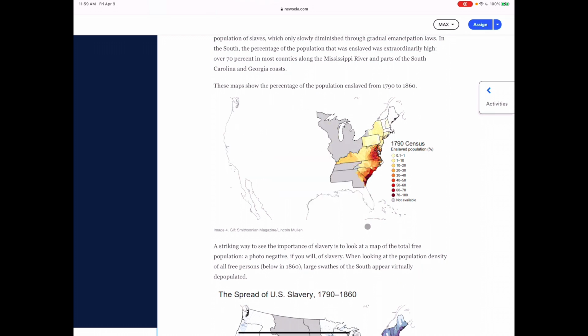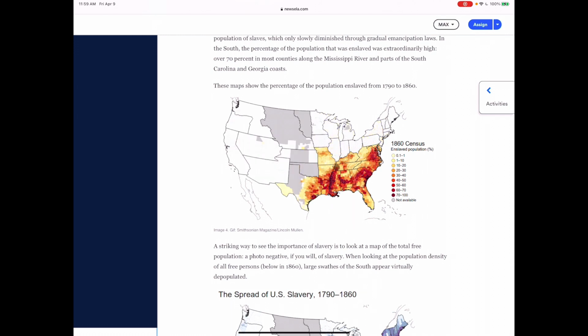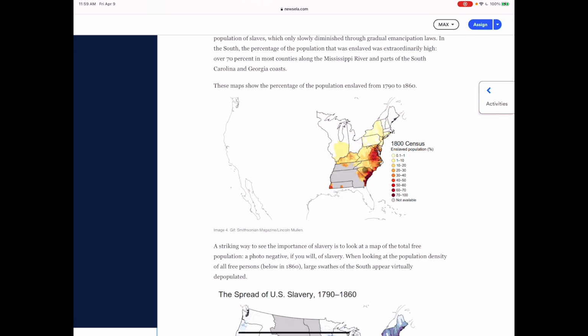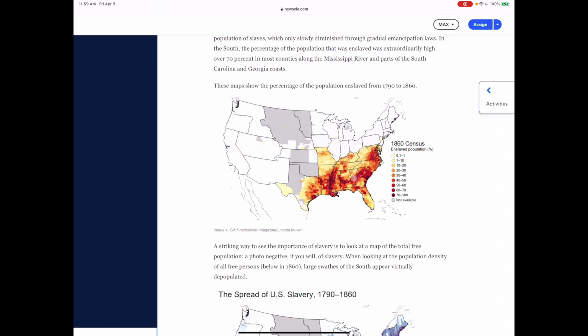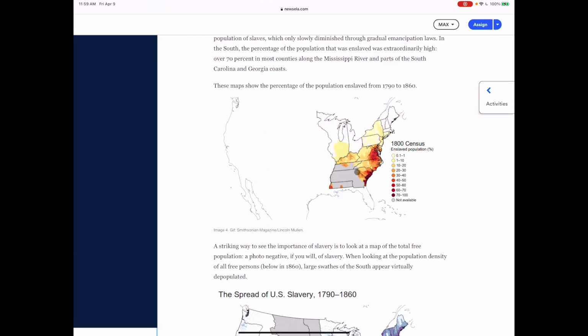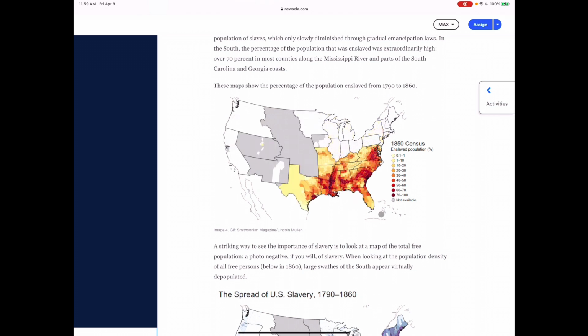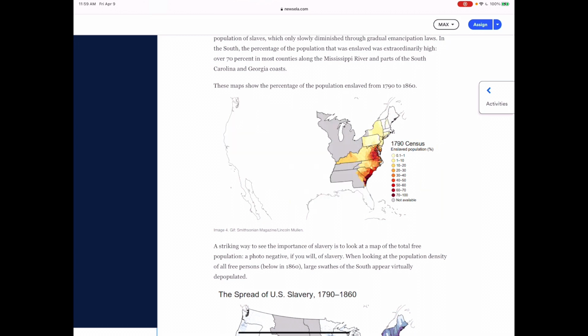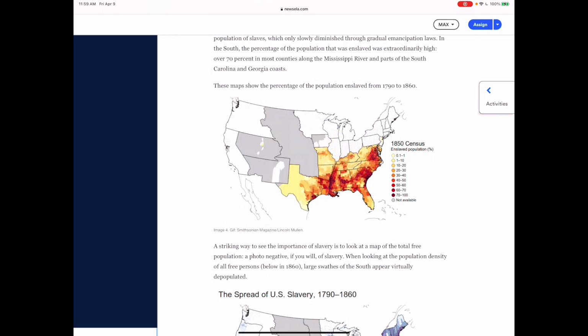But as you look at the deep dark reds, you see a lot along the Mississippi River. You see a lot in Georgia moving west. That should ring a bell when we talked about the Indian Removal Act of 1830. What was happening? What crop were the Southerners hoping to grow? What grew well in that area? Why did we need that?